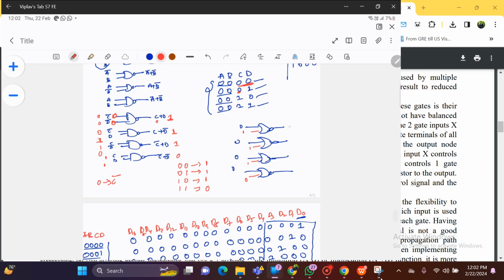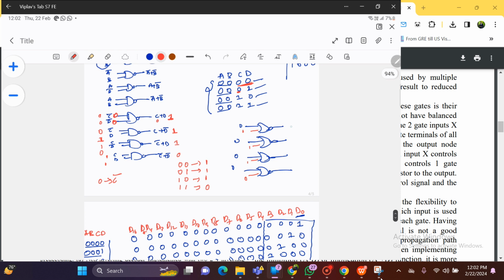So 0 1. NOR gate. So 0 0, 0 1, 1 0, 1 1. So the output is 0 1 1 1, 1 0 0 0. When both the inputs are 0, the output is 1. Okay, got it.